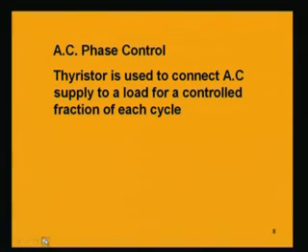So, let us see how thyristors can be applied for AC power control. For example, one typical application of thyristor is in AC phase control. The thyristor is used to connect the AC supply to a load for a controlled fraction of each cycle. Suppose we have a load where we are giving an AC supply, but we do not intend to supply the power to the load for the whole input cycle, only for a fraction of the input cycle. In those cases, we will be applying thyristor for this phase control of the AC.